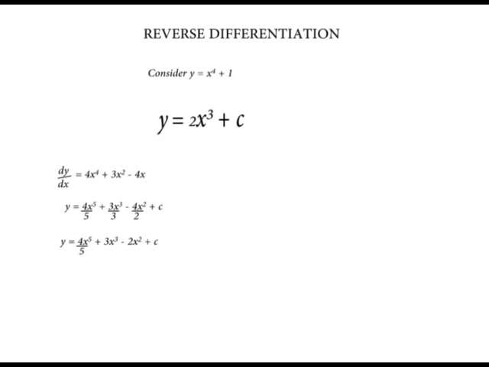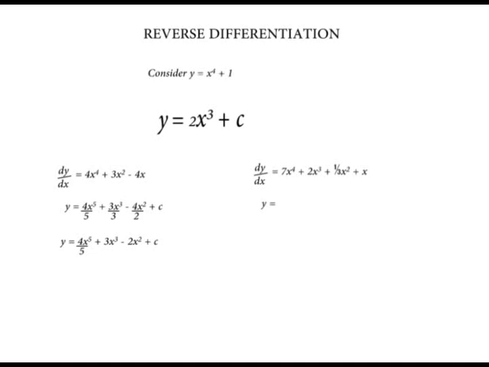Another example, dy over dx is equal to 7x to power 4 plus 2x cubed minus a third x squared plus x. We integrate each of the components of that polynomial.